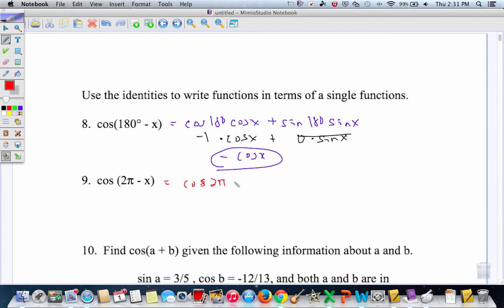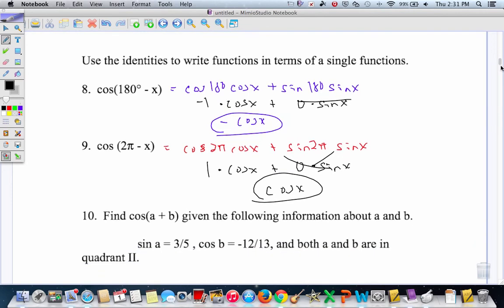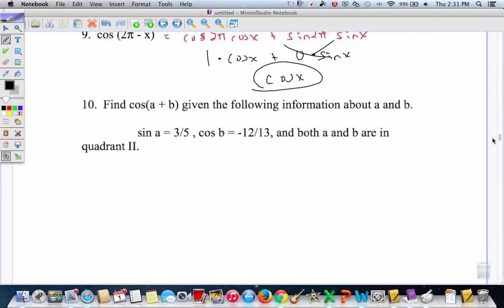We'll repeat the process one more time. Cosine 2 pi times the cosine of x plus the sine of 2 pi times the sine of x. Making our substitutions, the cosine of 2 pi, goes all the way around the circle, is 1 times the cosine. The sine of 2 pi is 0 times the sine, and 0 times anything is going to cancel out. So we have a simplified version here of cosine.